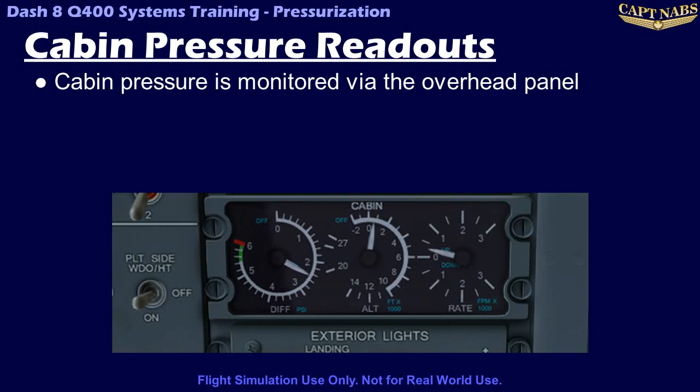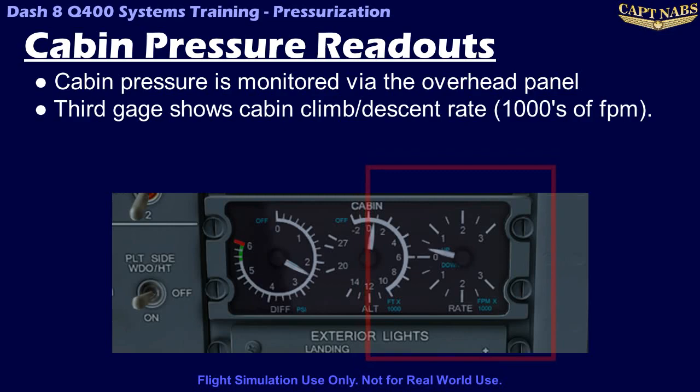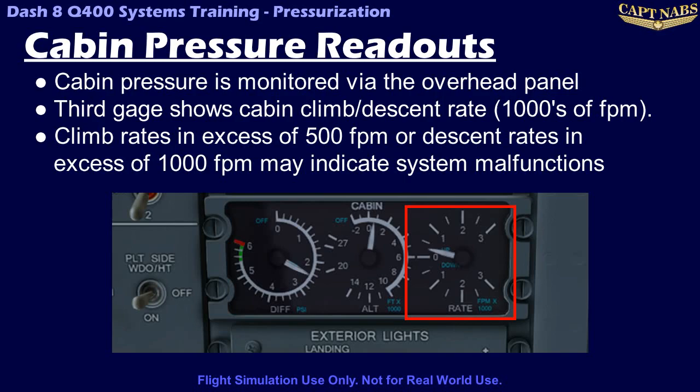The third gauge shows the rate of climb for the cabin in thousands of feet per minute. This can be used to monitor the rate of climb or descent. In most modes, it is limited to 300 to 500 feet per minute for passenger comfort. Values exceeding this may indicate problems with the pressurization system.